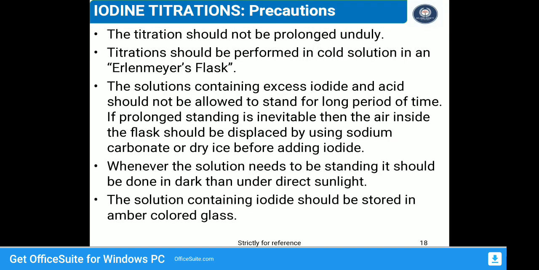Now, we have to take some precautions while performing iodine titration. The titration should not be prolonged unduly. Titration should be performed in cold solution in an Erlenmeyer flask. The solution containing excess iodide and acid should not be allowed to stand for a long period of time. If prolonged standing is inevitable, then the air inside the flask should be displaced using sodium carbonate or dry ice before adding iodide. Whenever the solution needs to stand, it should be kept in the dark rather than under direct sunlight. The solution containing iodide should be stored in an amber colored glass bottle.